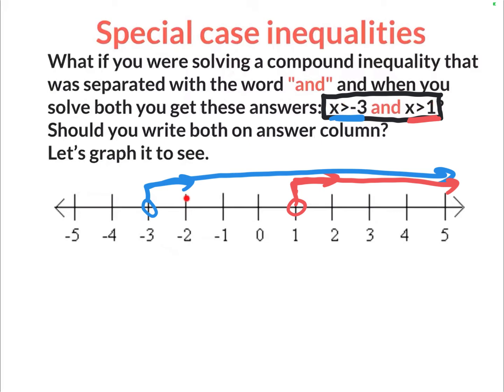No, it doesn't. It only satisfies the blue one, right? The x is greater than -3. So in the word or, yeah, that'd be great, but it's and. It has to work for both, so it has to be where the overlap is at. So the overlap clearly begins right here at +1 and to the right. So the only answer that you should write down is x is greater than 1.